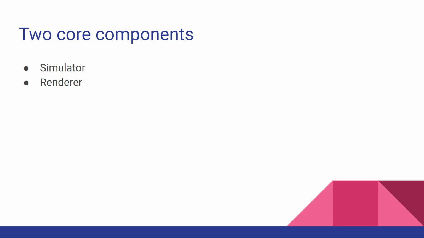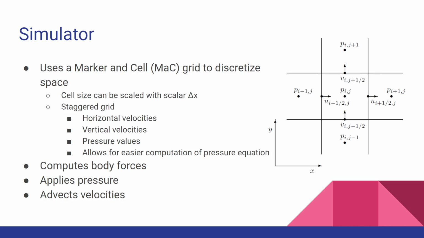Essentially, we can split it into two different components, the simulator itself and the renderer that creates the visualization of that simulation. So for the simulator, we used the Eulerian methodology. Essentially, this means splitting the fluid into a grid of cells and running the simulation on that discretization of space, as opposed to tracking the velocities of the particles in the fluid themselves.